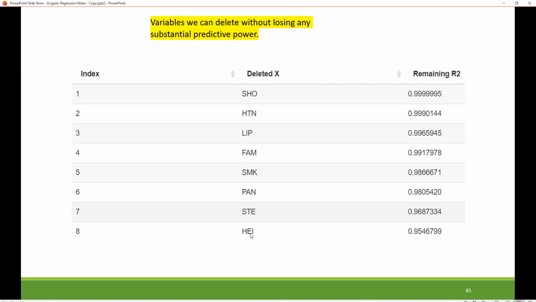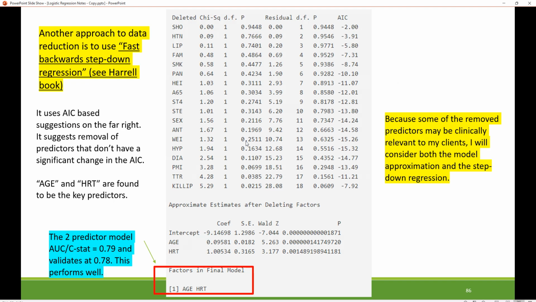We can see that these are the variables we can delete without losing any substantial predictive power. So height was one of the variables that we could drop, and if you drop all 8 of these variables, you'll still be left with at least 95% of the predictive power in your model. So these predictors are probably not that helpful in predicting 30-day death. And another approach that we have in the RMS package is to use the fast backwards step-down regression. And that's in the Frank Harrell book. Actually, so is the model approximation.